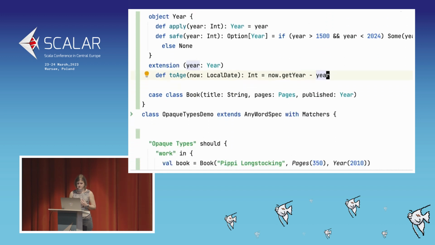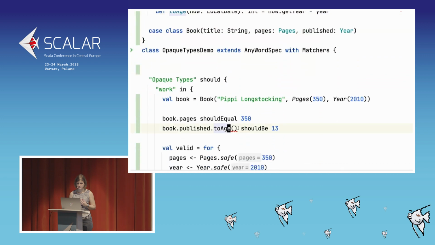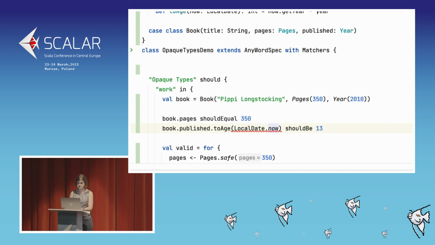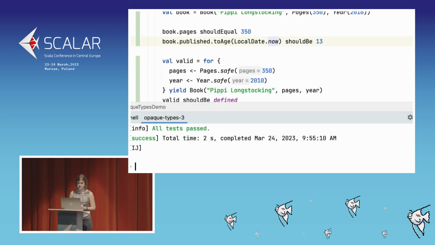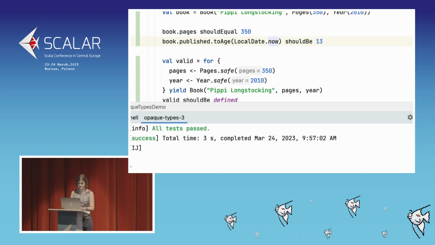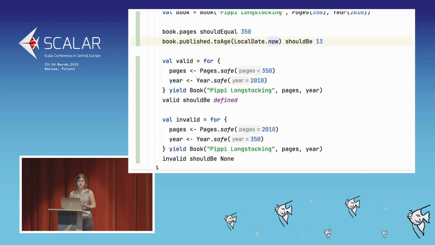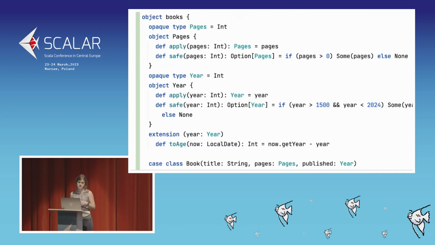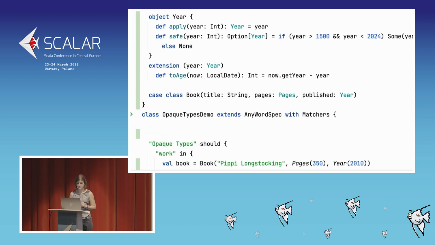And right now, the compiler should be happy about it. Let's just provide the local date of now. And it compiles. So this is the way how you would add instance methods. Let's run the test to see if 13 was the correct number. Yes. So this is how you add instance methods. So we have seen how to add object methods and instance methods. And that's generally it. But let me show you one more thing.